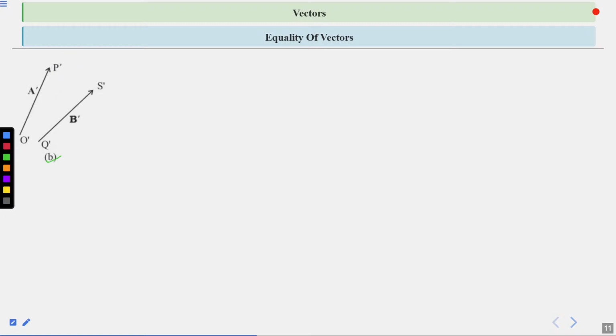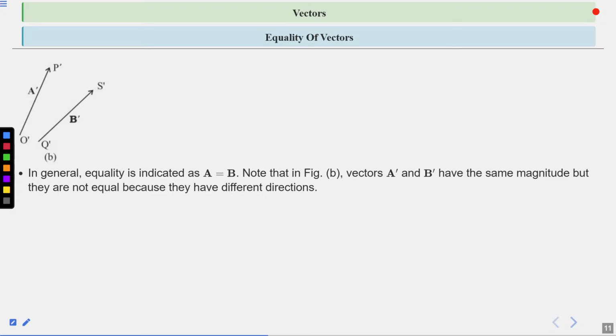Look at here, figure B. In general, equality is indicated as A vector is equal to B vector. Note that in figure B, vectors A prime and B prime have the same magnitude, but they are not equal. Why are they not equal? Because the direction of vector A prime and vector B prime are different. Due to this, A prime vector and B prime vector are unequal vectors.